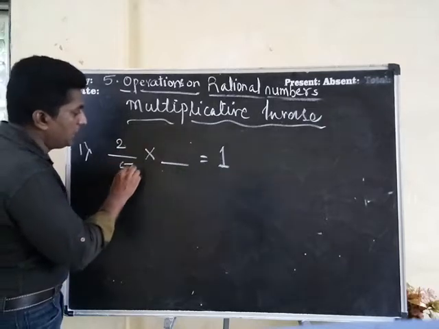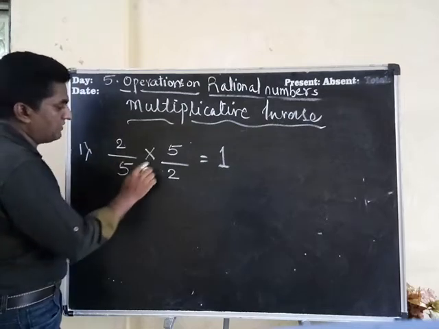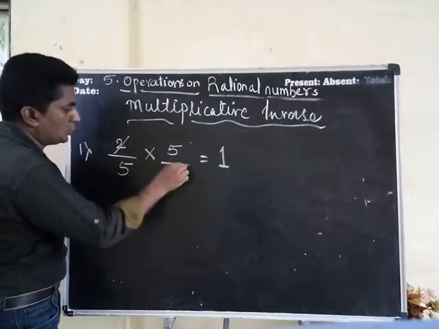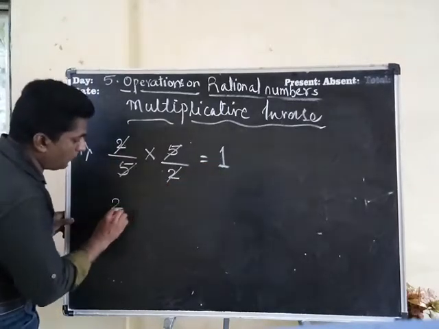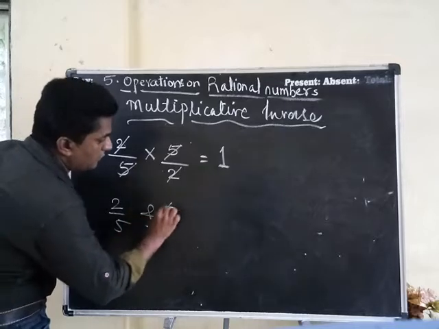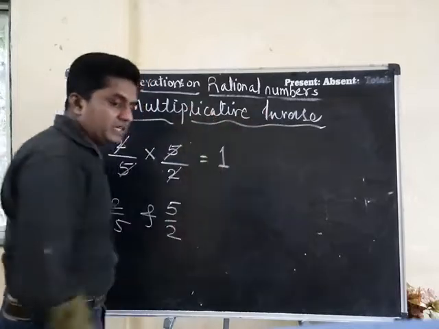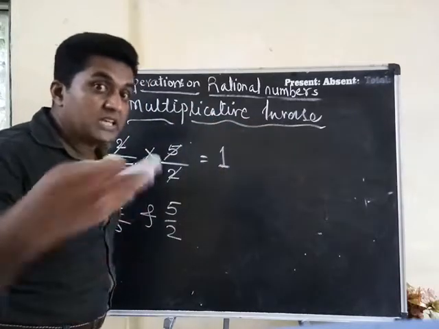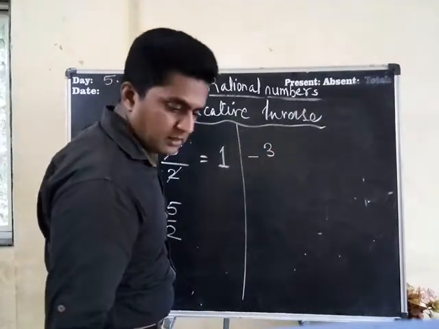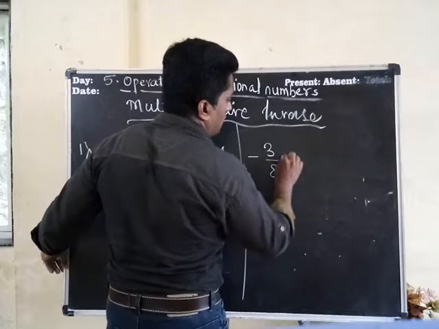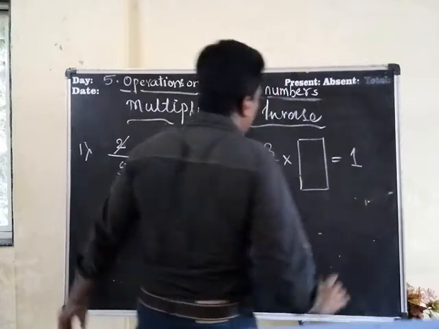So 2 upon 5 multiplied by its inverse, 5 upon 2. See, 2 upon 5 multiplied by 5 upon 2. 2 and 2 gone, 5 and 5 gone. What is the answer? 1. So 2 upon 5 and 5 upon 2 are called multiplicative inverses. My second question. See, minus 3 upon 8 multiplied by dash will be 1. What will be your answer here?